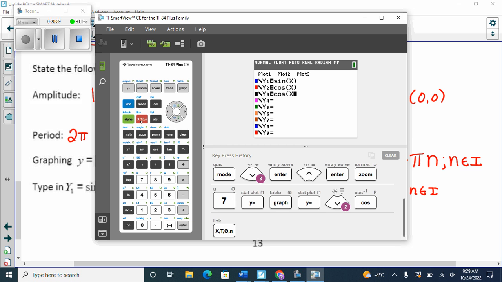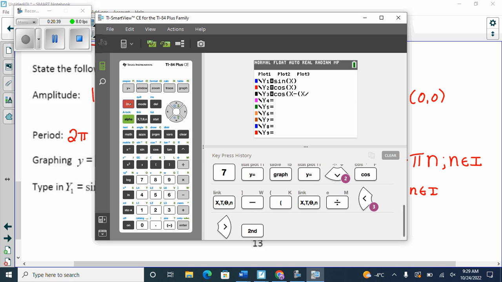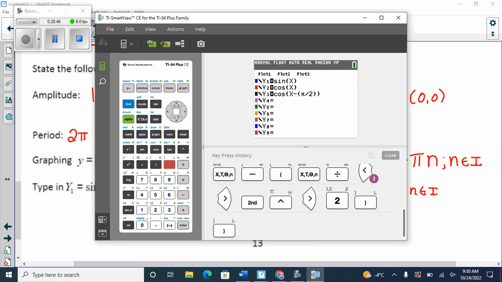Okay, I need to subtract pi over 2. Why am I subtracting pi over 2? That's how you move it right. It is true. Could I put it in brackets like this? Should I? Yeah, that's the only way you calculate this fraction. Or use the alpha y equals button, or alpha link if you have the colored ones, right? Now I'm hoping blue gets replaced with black.